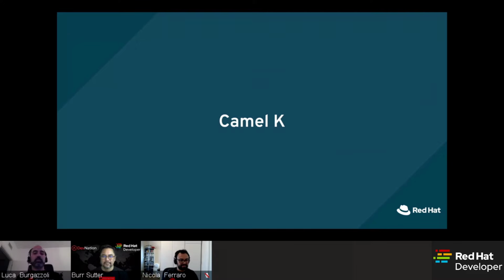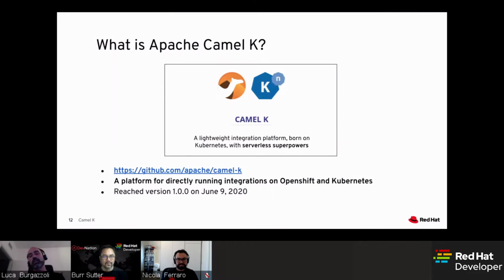Now let me introduce a little bit about Camel K. So Camel K, the definition of Camel K is a lightweight integration platform born on Kubernetes with serverless superpower. There's a lot of buzzwords here, but it's really the best definition of Camel K. And it is really important to notice that Camel K is a platform. It's not a framework like Camel, but is something that lets you run integration directly on OpenShift and Kubernetes. It's a young project, and it reached the 1.0 version literally 1 month ago.